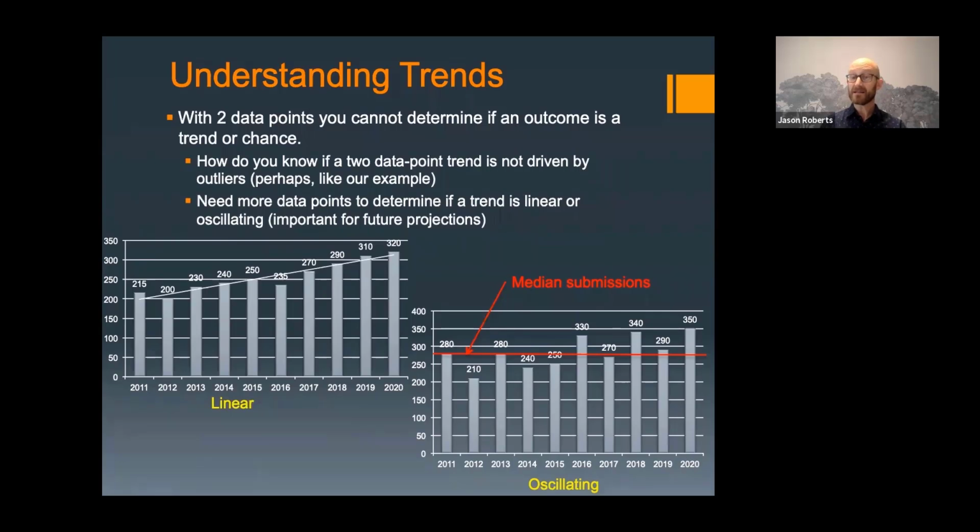But for some things, you might have an oscillating trend, which means that it's up one year, down the next, up one year, down the next. So what might be a better way of projecting forward is looking at the median. Like you take the median of all these values. So the median in this case was 280. And what you want to look at then is how many years were you above and how many years were you below?